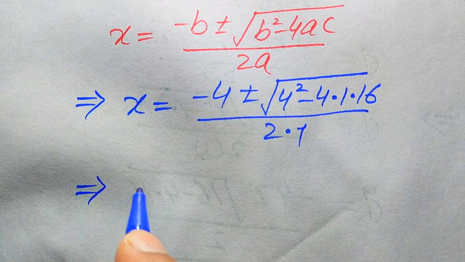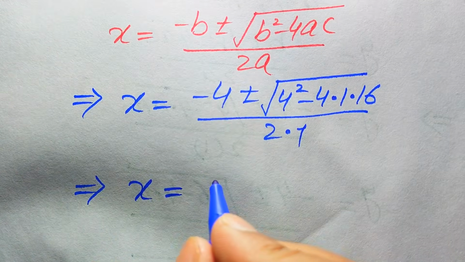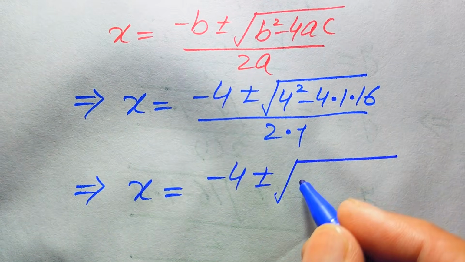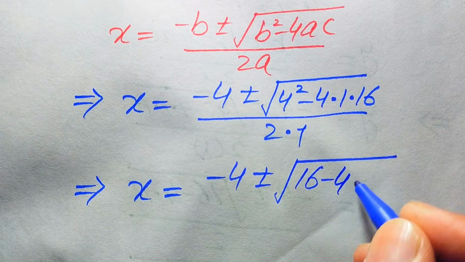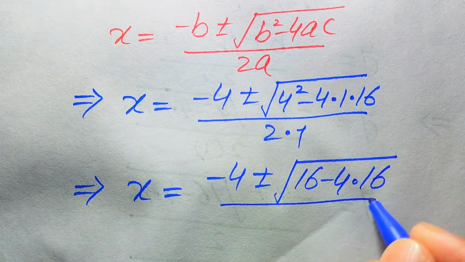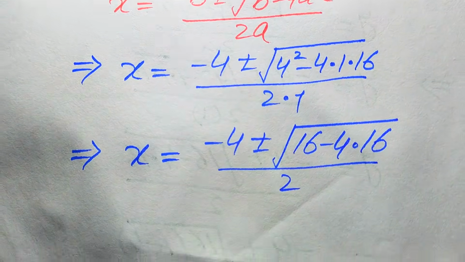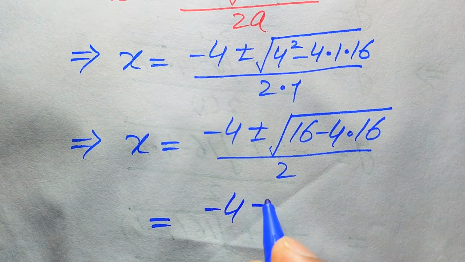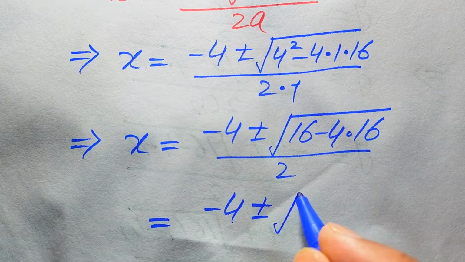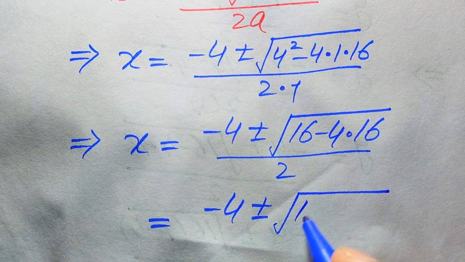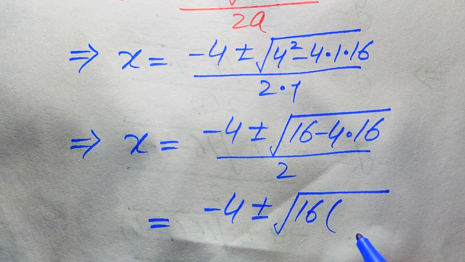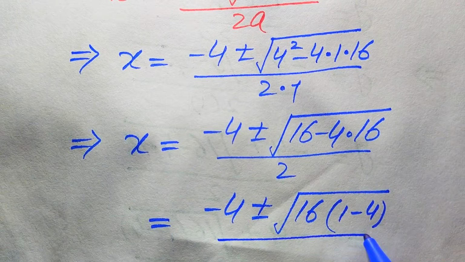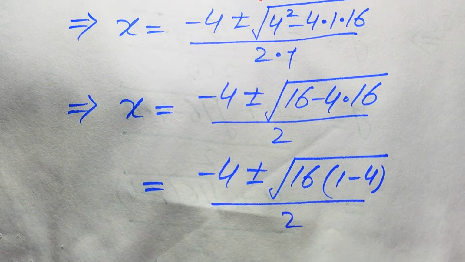Further, in the next step, we need more simplification, and it will be written as x equals minus 4 plus minus square root of 4 squared, which becomes 16, minus 4 times 16, and it is divided by 2 times 1, which equals 2. Further, we have minus 4 plus minus the square root of, here we need to take 16 common inside the square root sign, and we get the remaining values 1 minus 4, and it is divided by 2.